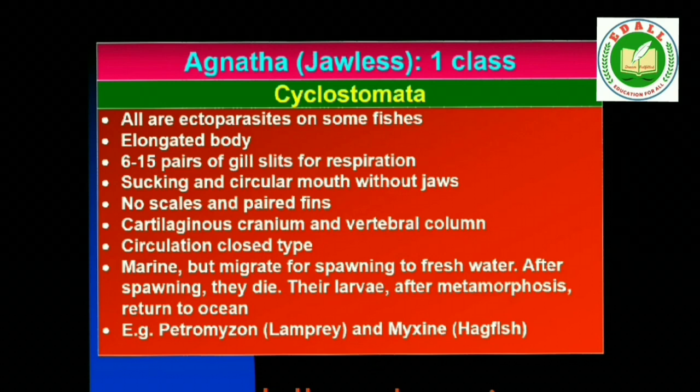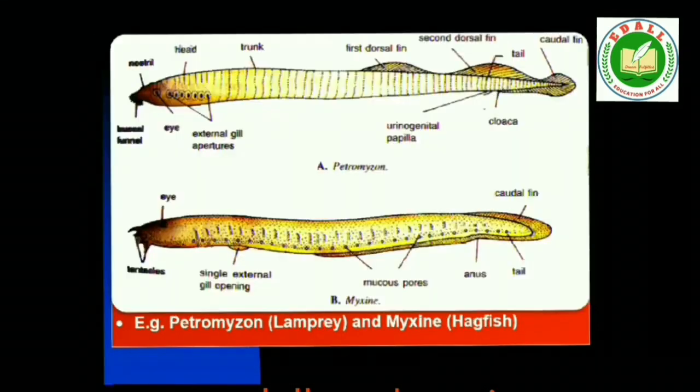Their body is devoid of scales and paired fins. Cranium and vertebral column are cartilaginous. Circulation is of closed type. Cyclostomes are marine but migrate for spawning to fresh water. After spawning, within a few days, they die. Their larvae, after metamorphosis, return to the ocean. Examples are Petromyzon, also called lamprey, and Myxine, also called hagfish.